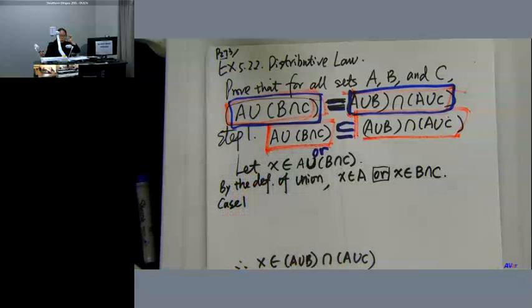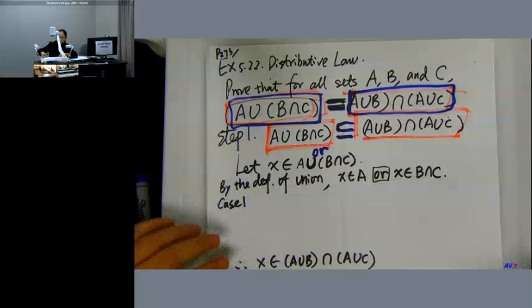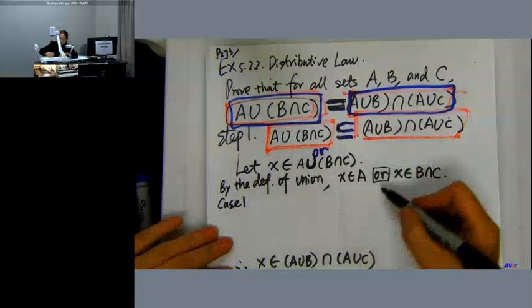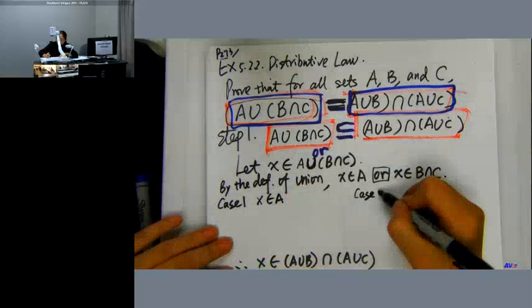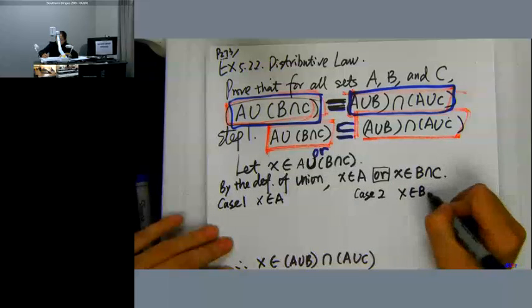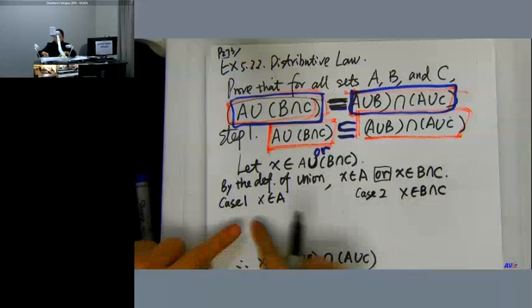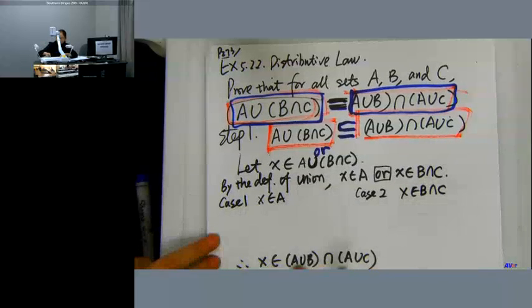I don't think you need to do cases for your homework or practice exam, and even if you have to, it's going to be very easy. So I'm going to do two cases here. Case 1, X is in A. Case 2, X is in the intersection of B and C. For both cases, I'm going to show X is in that intersection.